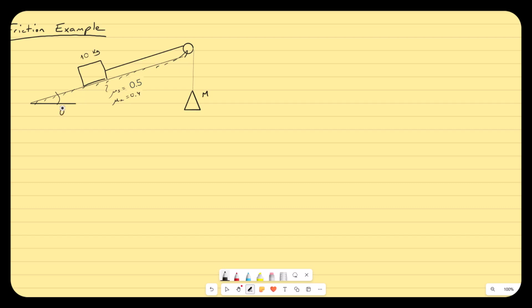So let's give this thing an angle of, I'm going to go with 37 degrees, just because it has a really nice sine and cosine. And there is a triangle mass hanging down. I would like to know a couple of things.